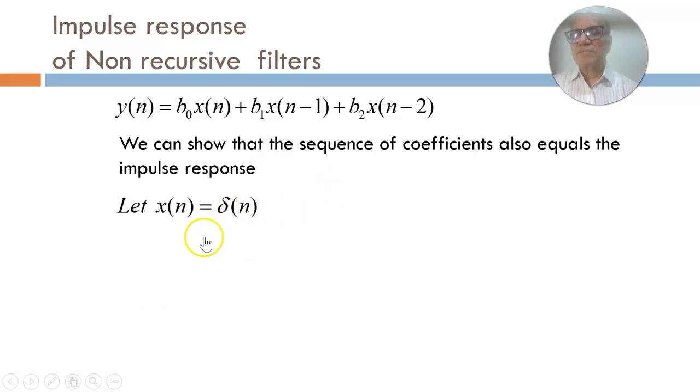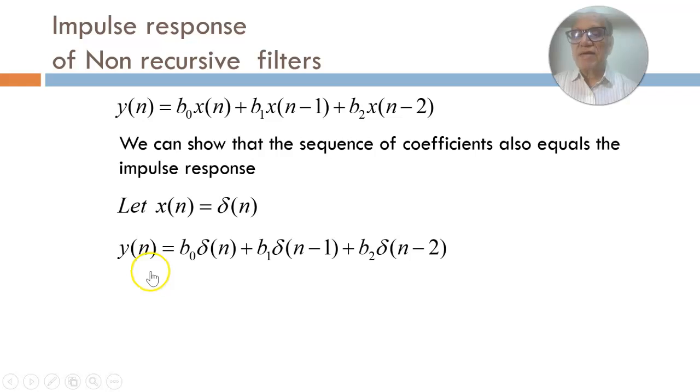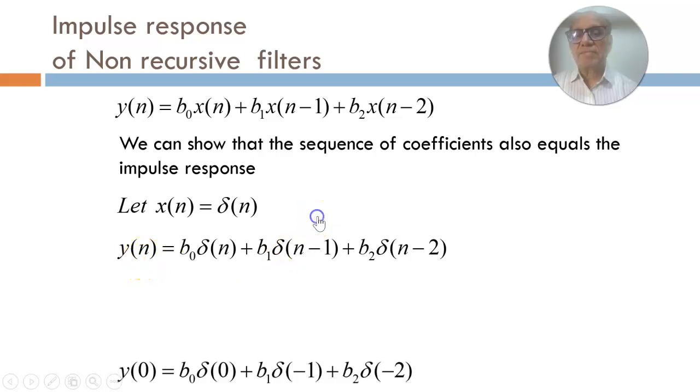So let us do that. Let x[n] first of all equal the unit impulse at the input. So let us rewrite this equation by using delta[n] in place of x[n]. We'll get y[n] equal to b0 delta[n] plus b1 delta[n-1] plus b2 delta[n-2]. This is the equation for the output if the input is a unit impulse. Now let us calculate the output values for various values of n.